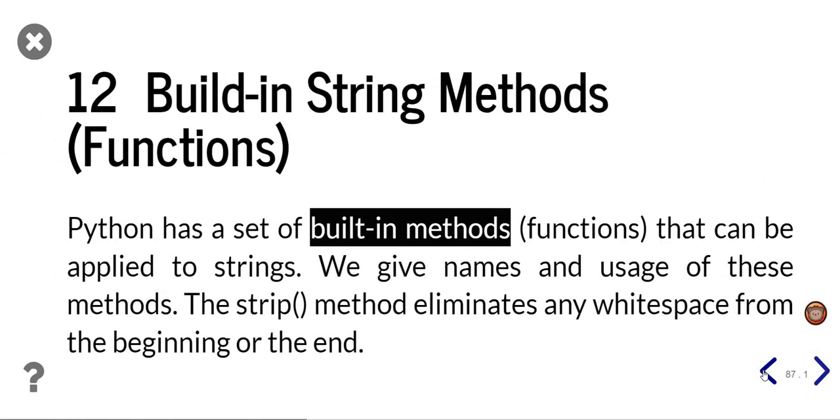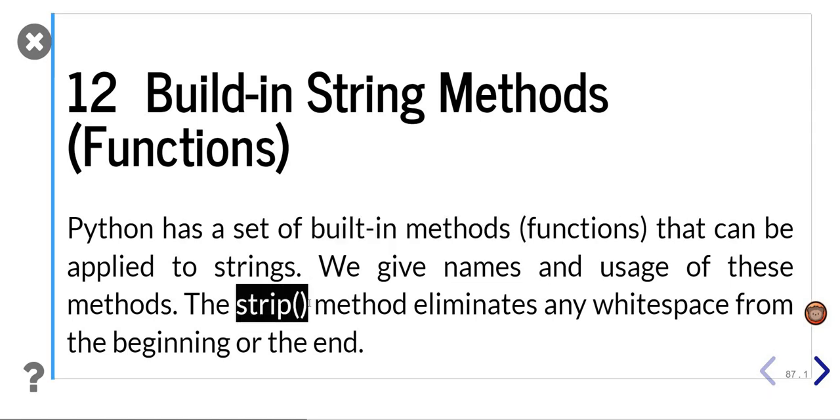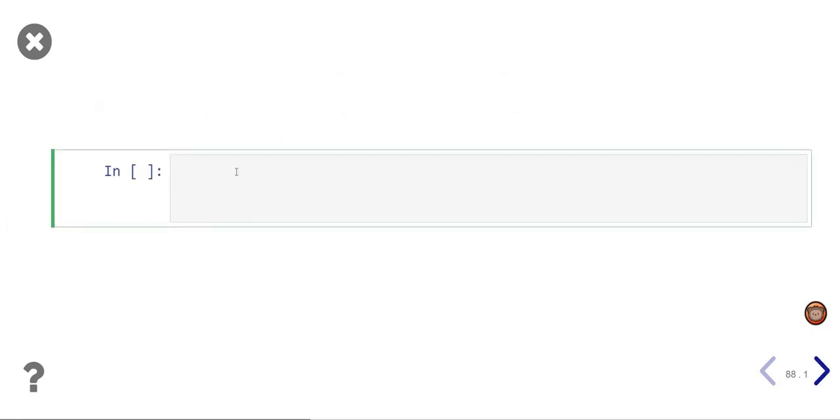So built-in methods means there are some keywords. So let's say the first one is the strip. Whenever you see two parentheses there, the bracket, that means it's a function. We are calling the built-in function. So the strip method eliminates any white space from the beginning or the end. So let us define a string.